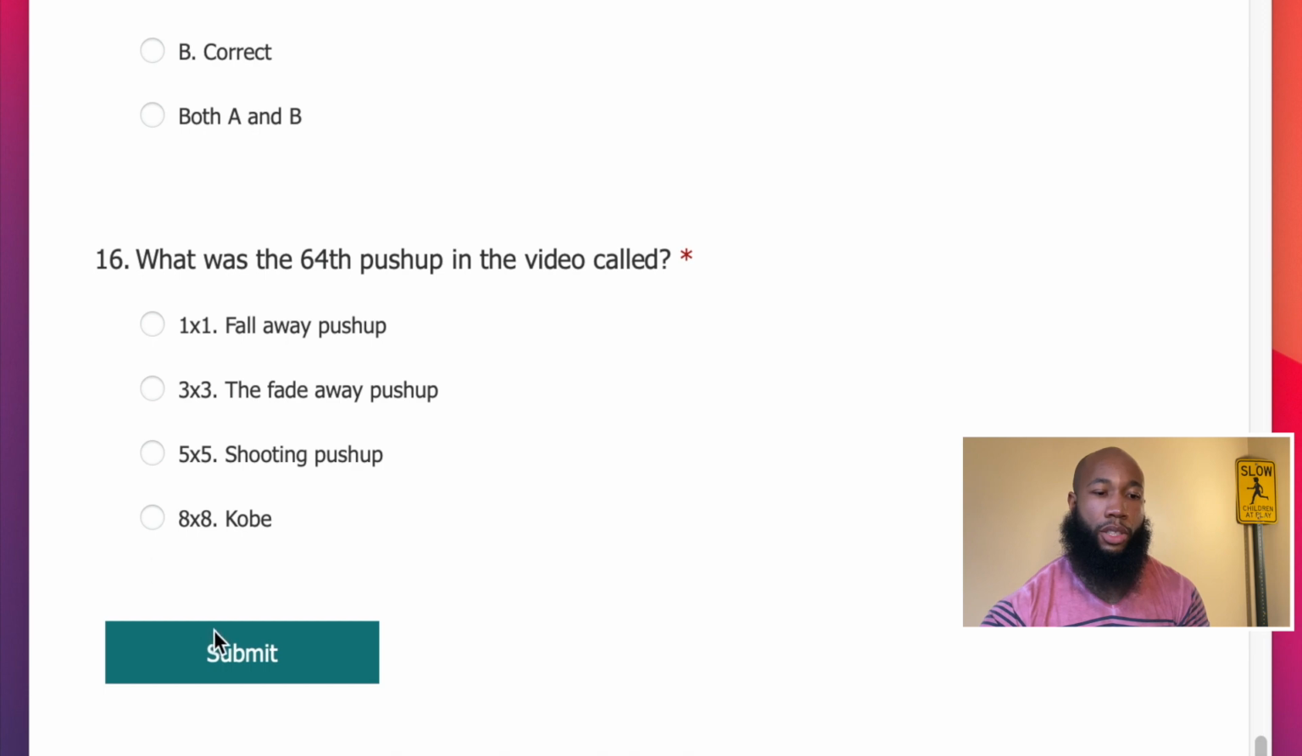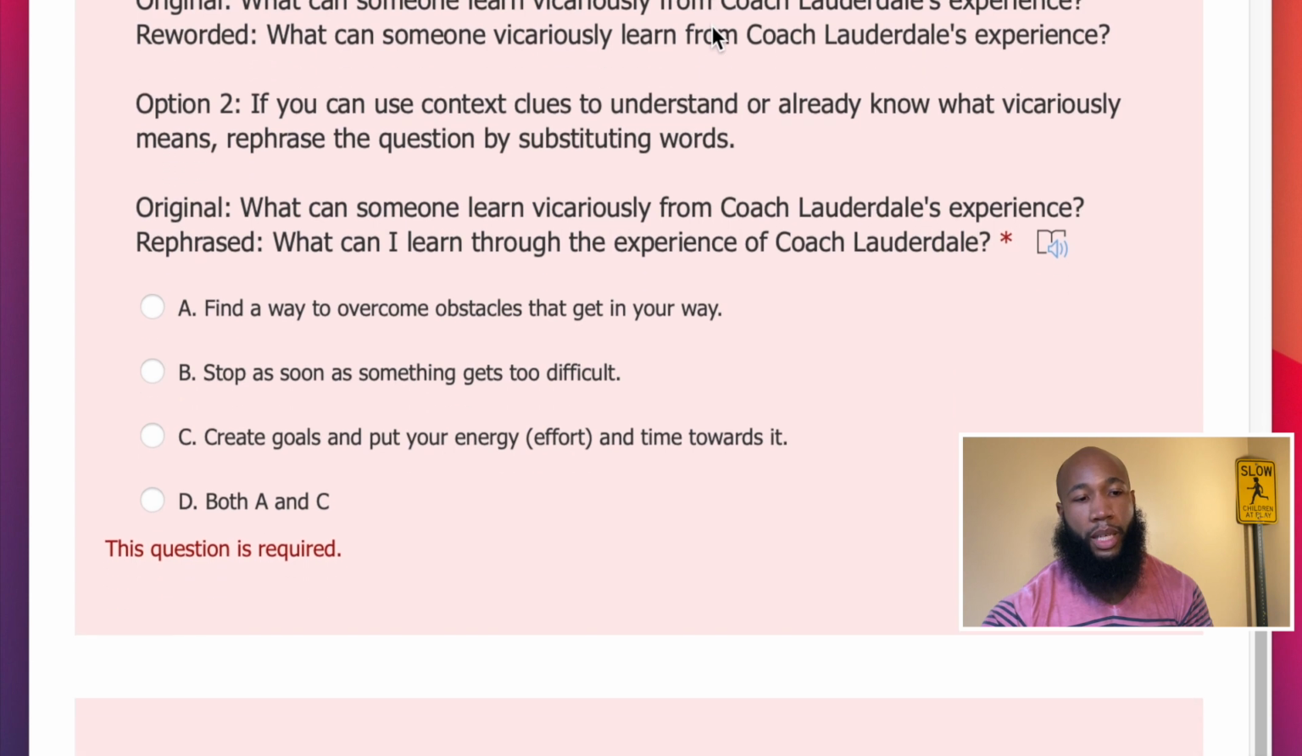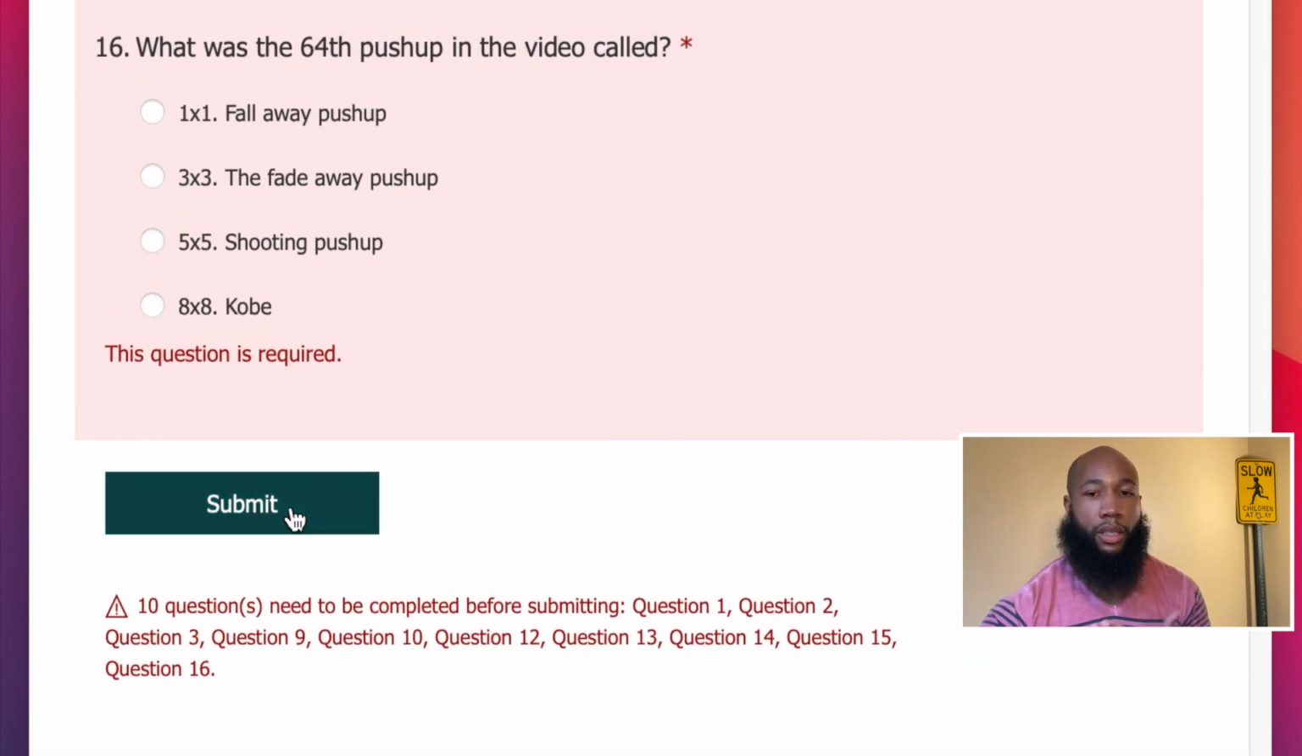Once you're done, you can go ahead and click that submit button. And if there's any questions that are unanswered that are required, it will show up in pink. You'll go back and make sure you answer those questions and then click submit, so then you can receive your participation grade.